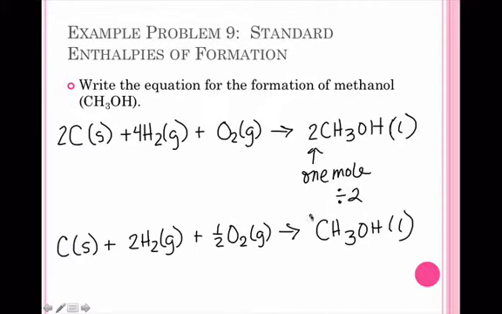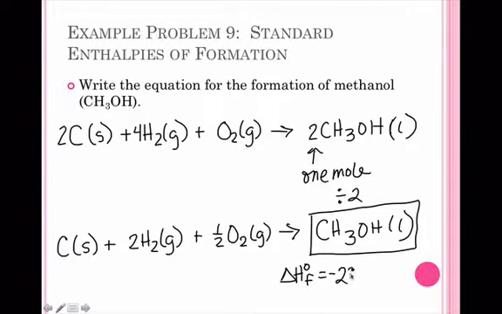And if you were to look up methanol in your appendix, you would see that the standard enthalpy of formation for methanol is negative 239 kilojoules per mole. So those are values you can find if they ask you to write a formula for it. Here's what you would do.